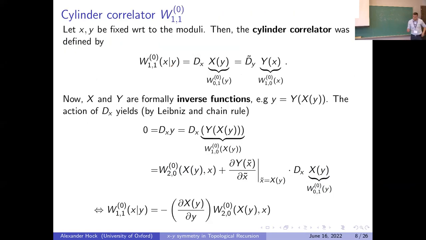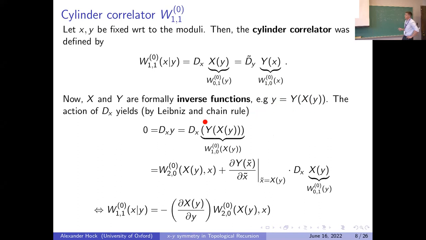Okay, but now consider an example. Let's compute the cylinder correlator, W011. So the cylinder correlator was defined by the action of dx on capital X of y, or by d tilde y on capital Y of x. And capital X and capital Y are formal inverse to each other. So we can write it in this form formally, that we have small y is given by capital Y of capital X of y, where now capital Y depends on this moduli. So we take the operator on capital Y as well as on capital X, but not on the small y.